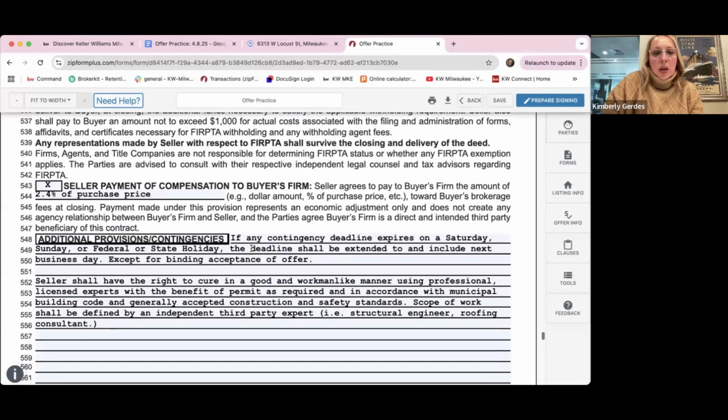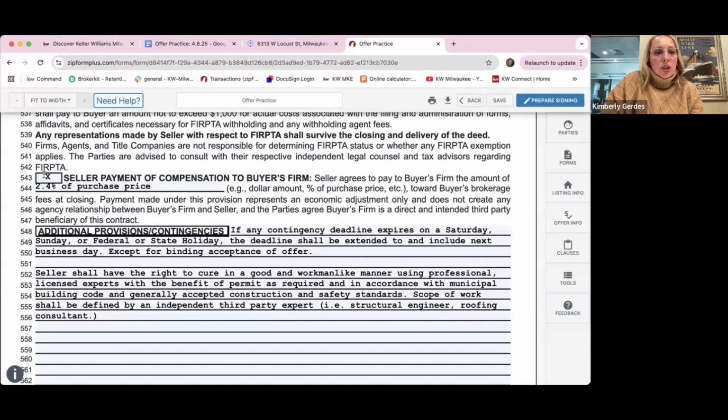I'm going to quickly go to page 10. The last section here is box 543, the seller payment of compensation to the buyer's firm. So we know that our seller was willing to offer 2.4% of the purchase price to pay the buyer's agent. So we are putting it within the offer. We've checked the box and we've stated 2.4% of purchase price.